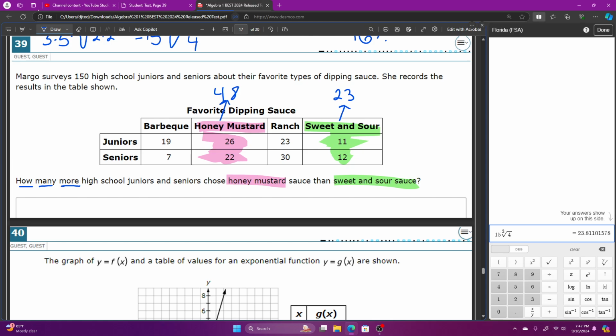And then how many more chose honey mustard than sweet and sour? What do you got to do with the numbers? How many more is telling you to subtract. 48 minus 23, we get 25, and that is the correct answer. 25 more high school juniors and seniors chose honey mustard than sweet and sour sauce.